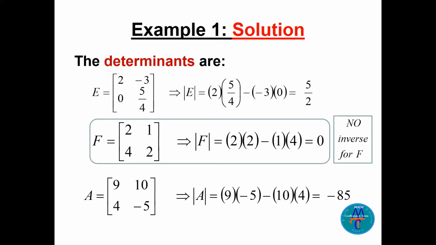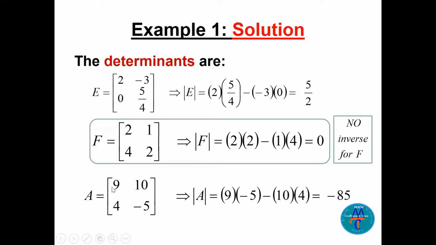See, E is a square matrix 2 by 2. The determinant will be 2 times 5 over 4 minus 3 times 0, or 0 times minus 3. It's the same, so it will be 5 over 2. That's a positive number. This is F, 2, 1, 4, 2. Let's find the determinant. We write 2 bars and then the matrix. It will be 2 times 2, 4, minus 1 times 4, so that will be 0. If the determinant is 0, we know there is no inverse for this matrix.